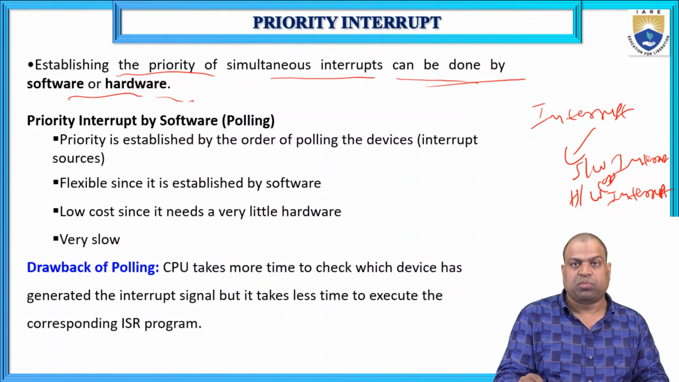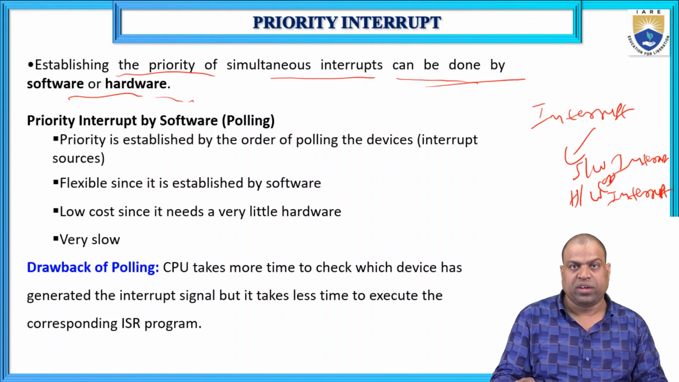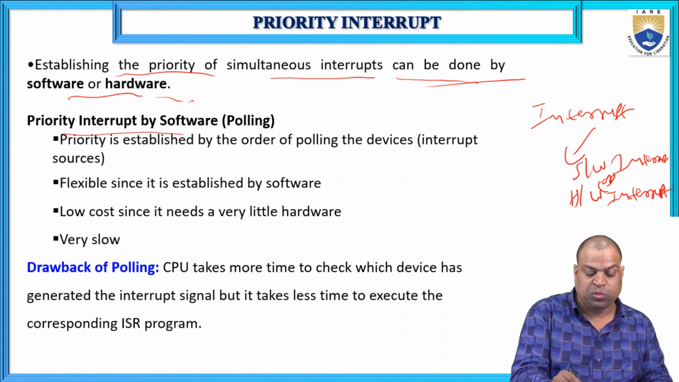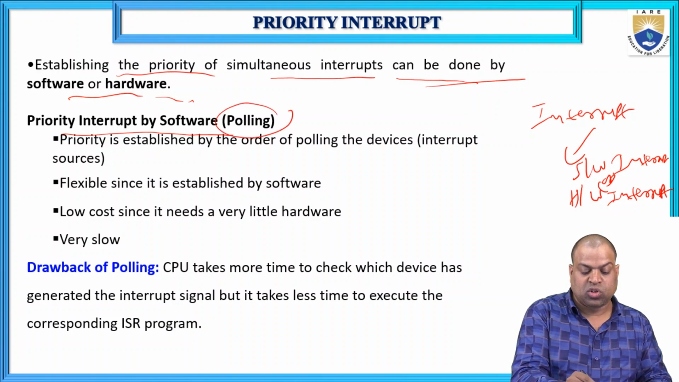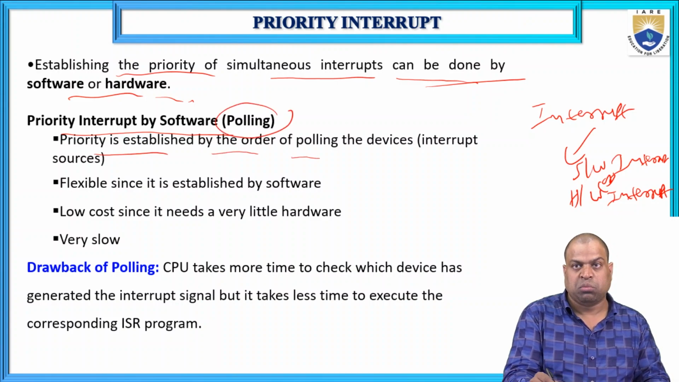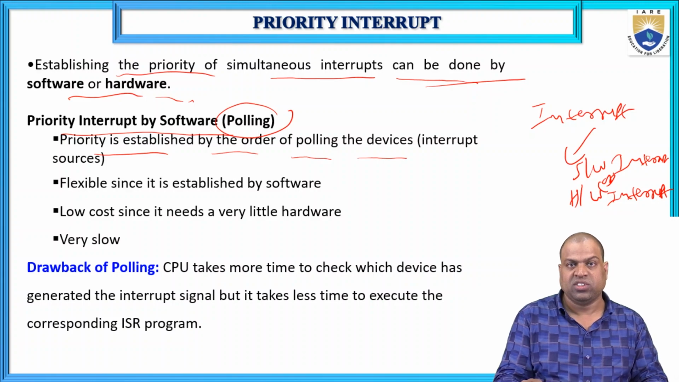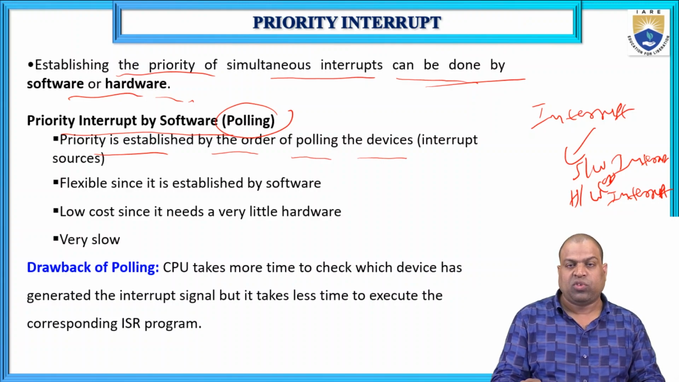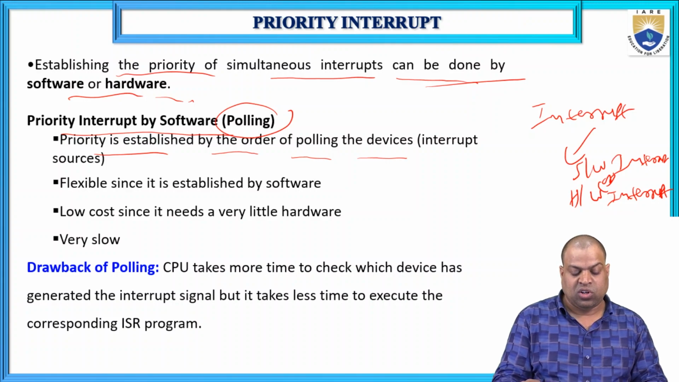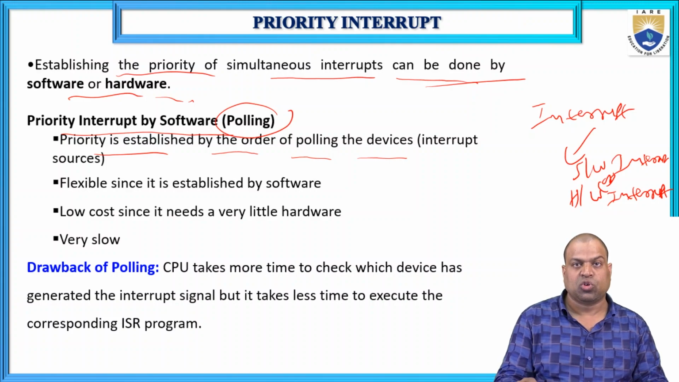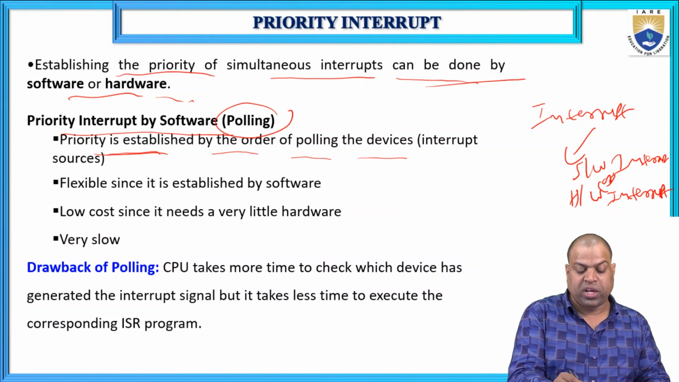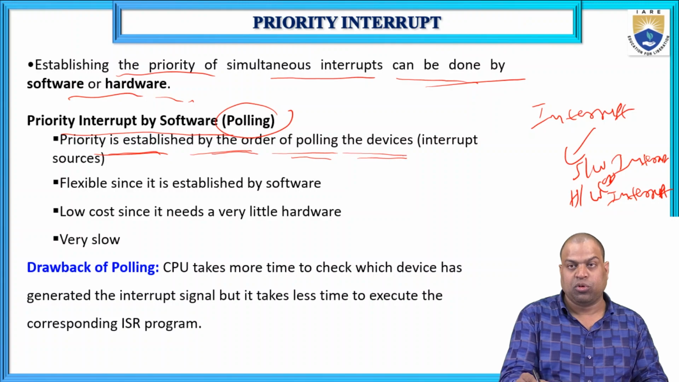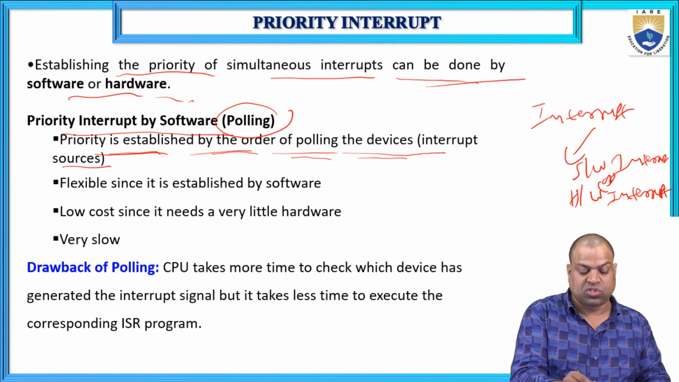The priority interrupt by software is polling. We call it software priority, or polling. Priority is established by the order of polling the devices, that is, the interrupt sources. It is flexible since it is established by software. It is low cost since it needs very little hardware, but it is very slow. So priority is established by the order of polling the device interrupt sources.